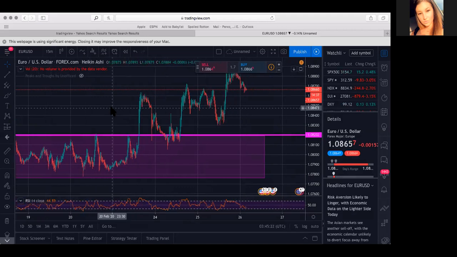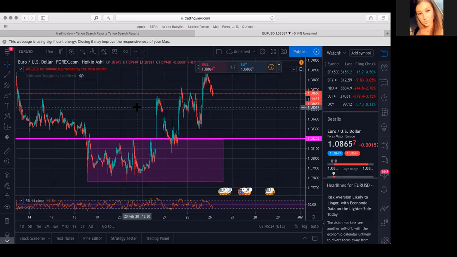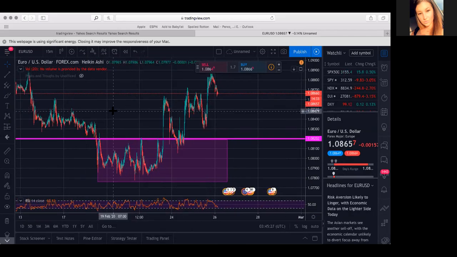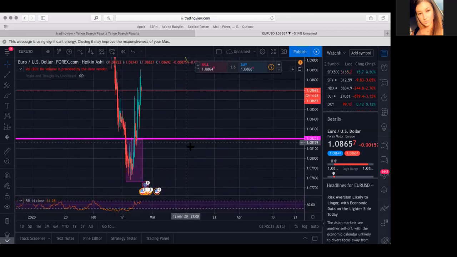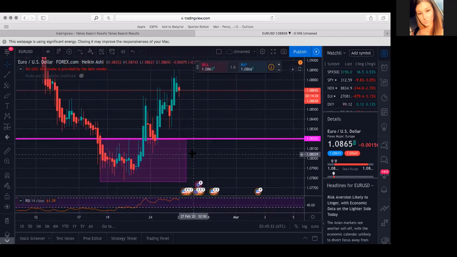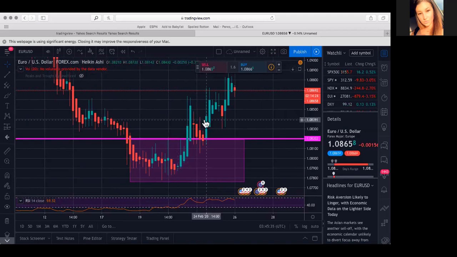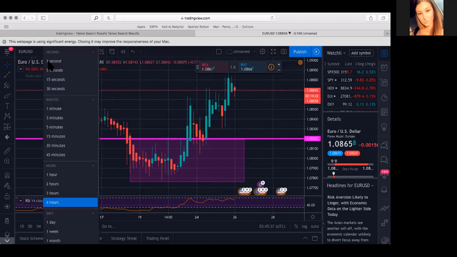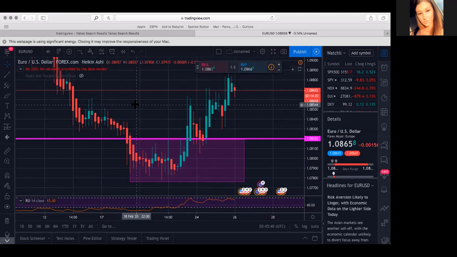You just want to make sure you know where the market's moving, because if you're looking at a 4-hour chart and price is in an uptrend, but you look at the 15-minute chart and price is in a downtrend, you never want to trade against the overall trend. So you don't want to be entering sells on the 15-minute time frame when price on the 4-hour time frame is going up.